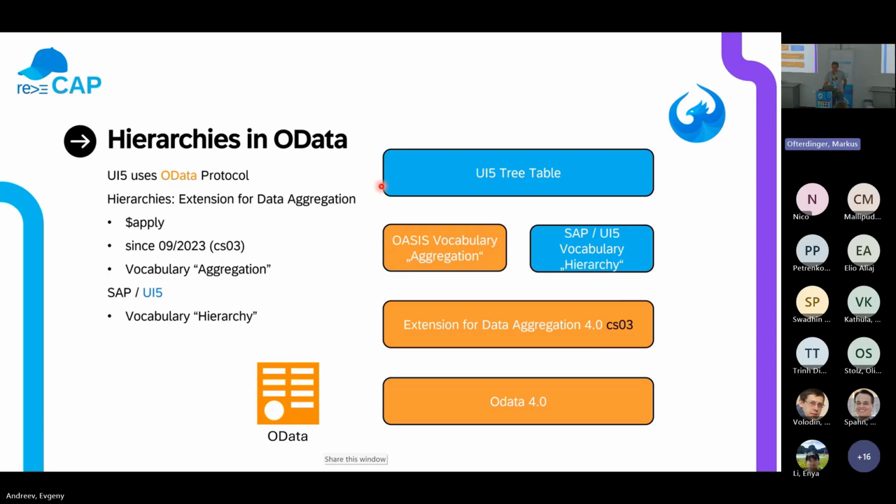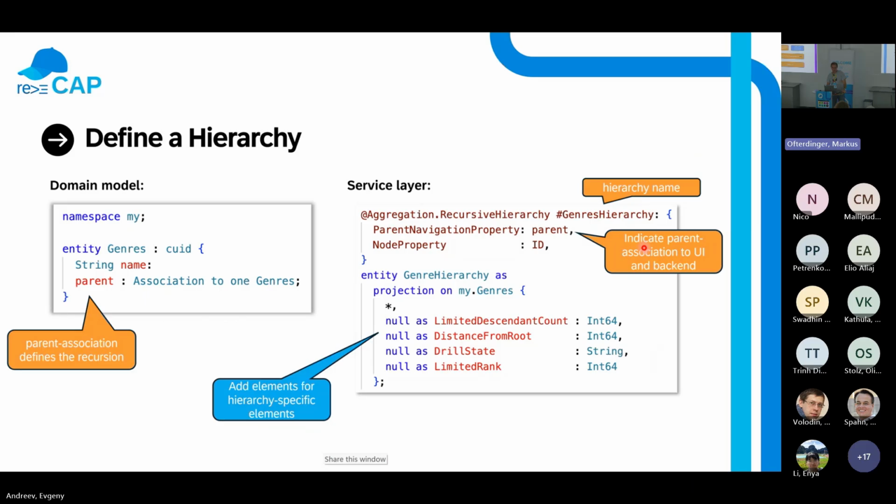Then this again is augmented with a vocabulary. There are two parts, a standard or ACES vocabulary, which allows you to define annotations to specify a recursive hierarchy. And then there are also UI5 specific parts which did not make it into the OData standard. For example, this top levels transformation is part of the UI5 vocabulary hierarchy. So these are the ingredients which we have to deal with.